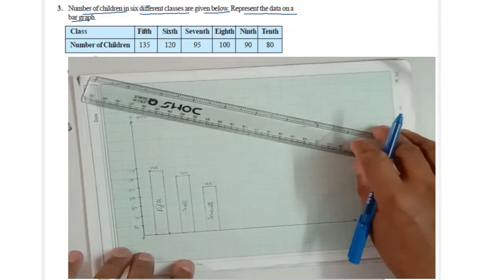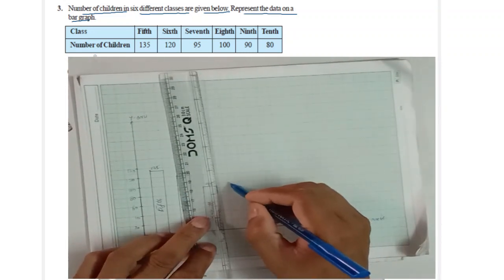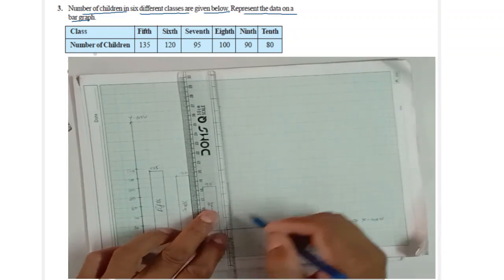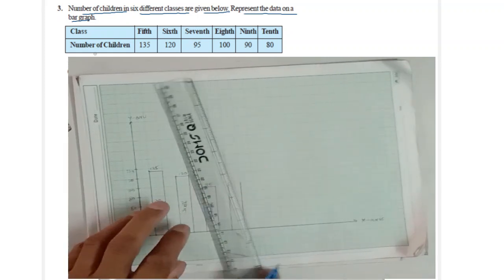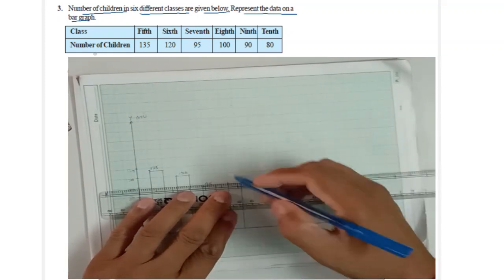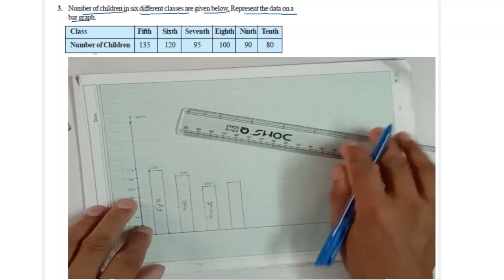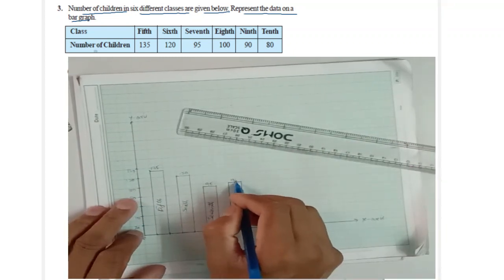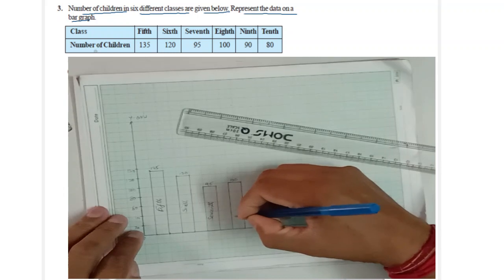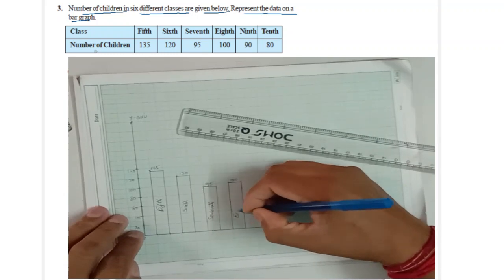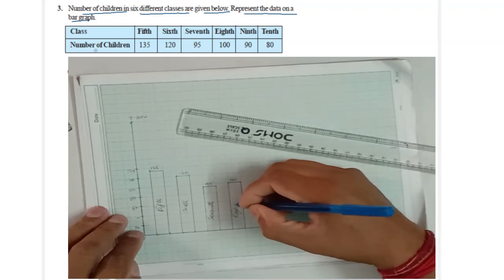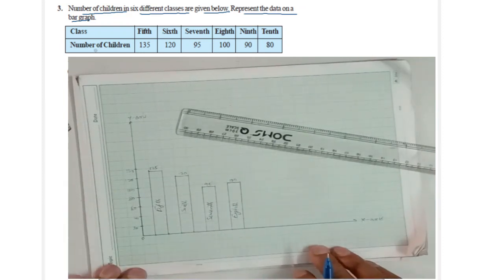Then 8th, it is 100. Leave one box, and then you have to take up to 100. 100, it is here. Join this. Draw the bar like this, and join this. Here you have to take up to 100. Here write down 100. And this is 8th class. Write down 8th. This is 8th class.